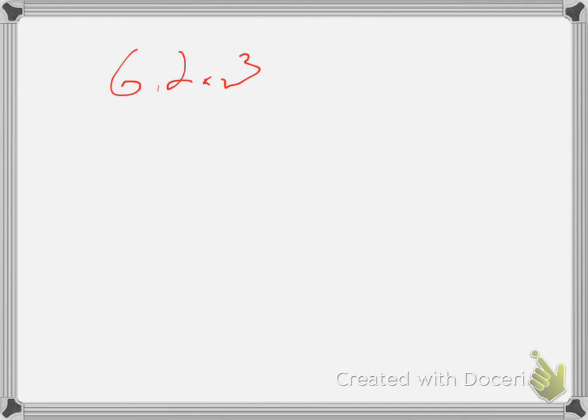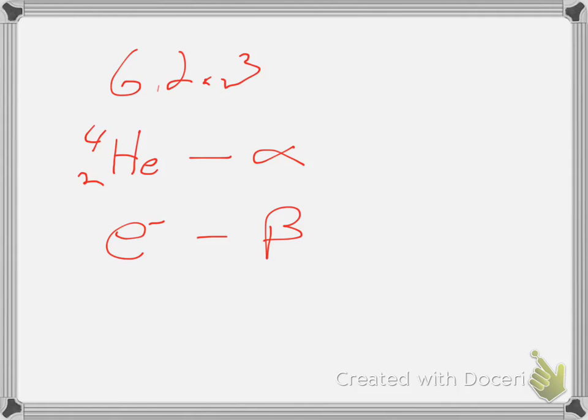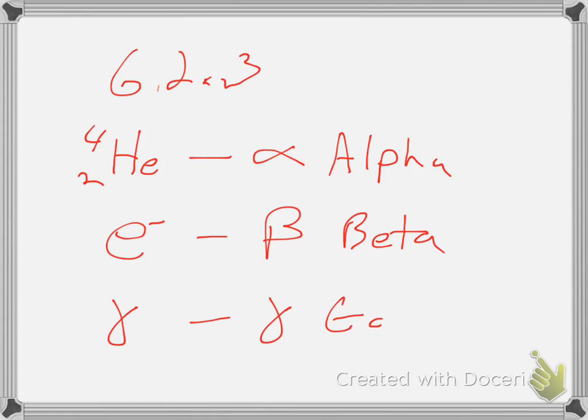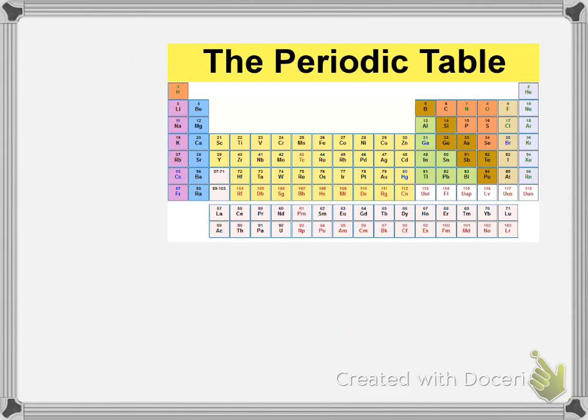So let's sort of remind ourselves. We have helium nucleus is the alpha particle, and then the electron is the beta particle, and then the gamma particle, the symbol is that, and so I'm just going to put it twice. So this is alpha, beta, and gamma. And so we're going to go to the next page, and periodic table.